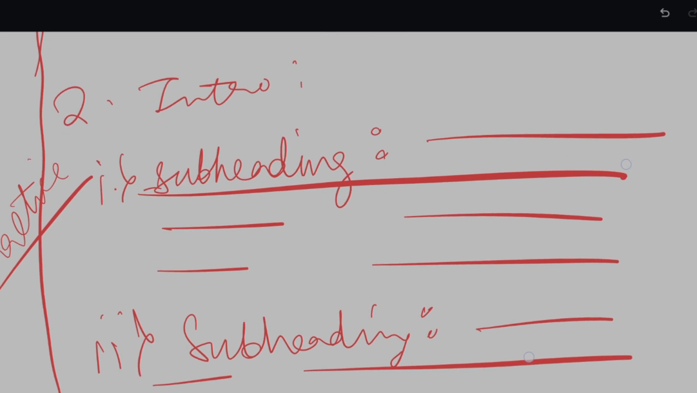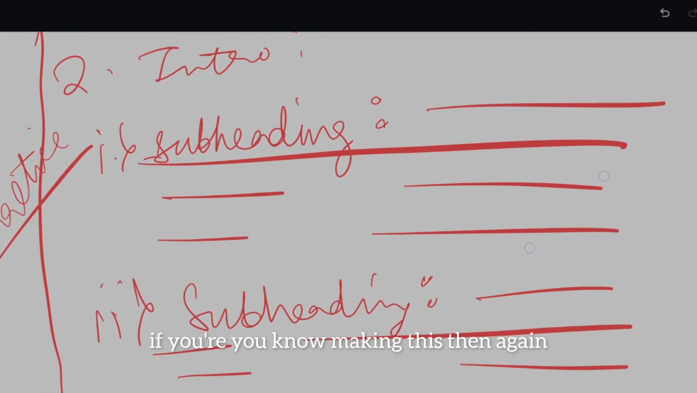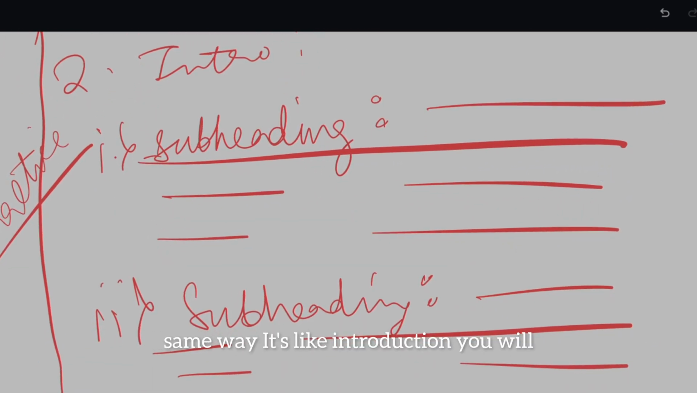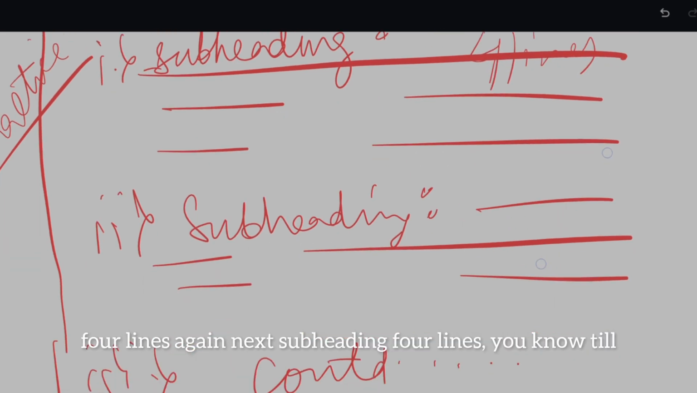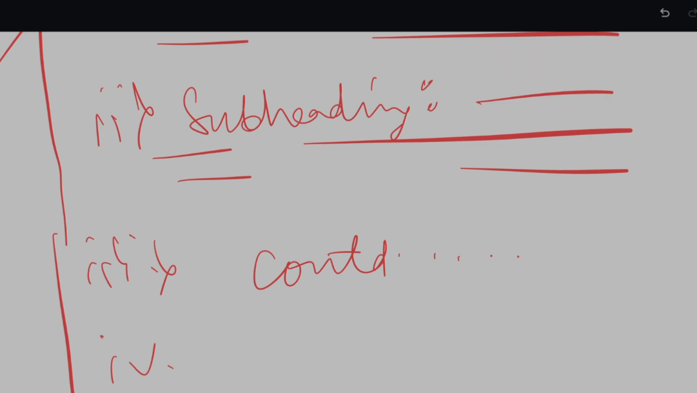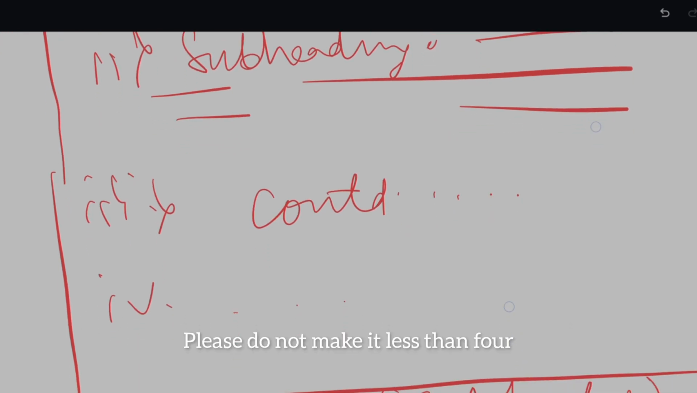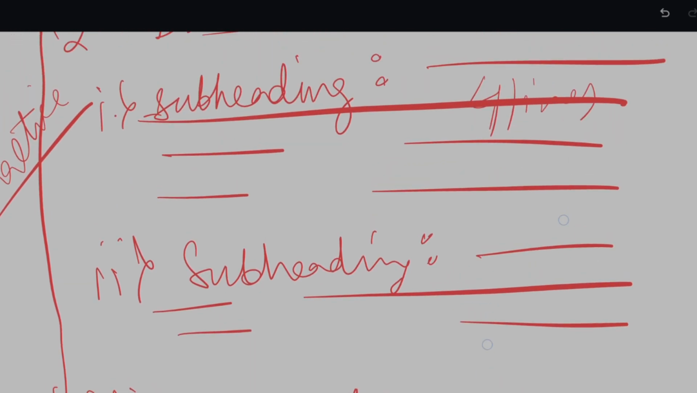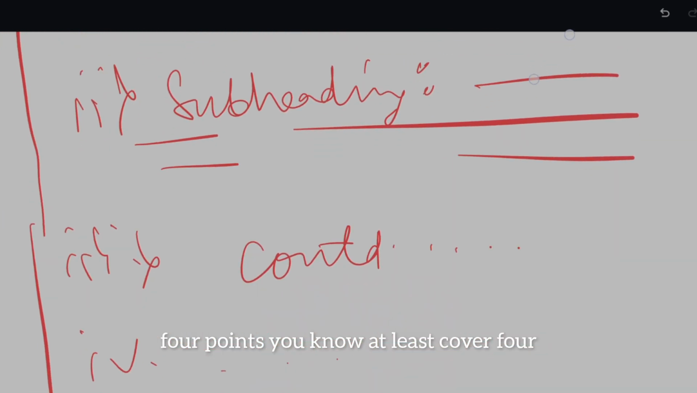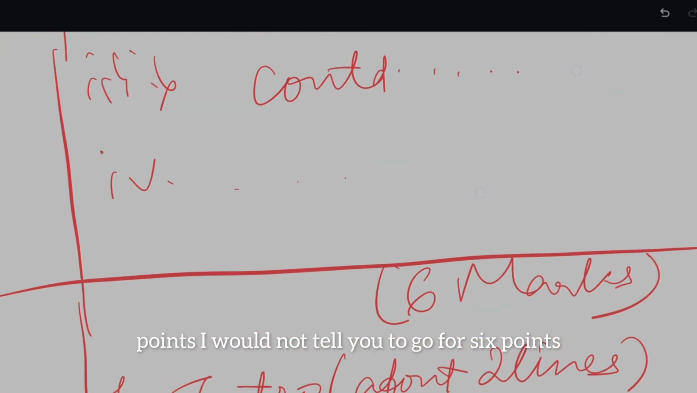will have your practice. What can you do in this? If you're making this, then again the same way. You give an introduction, then you write a subheading and write at least 4 lines, again next subheading, 4 lines, and you have to continue till the 4th point. For a 4 marker, please do not make it less than 4 points. At least cover 4 points. I would not tell you to go for 6 points, but if you can write 6 points, there's no problem with that, but please keep the time in mind.